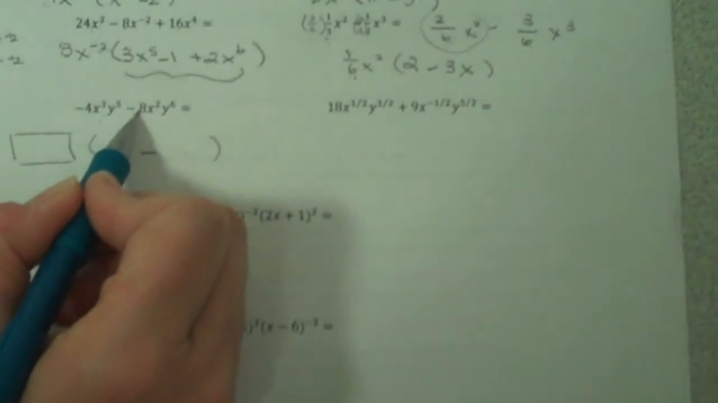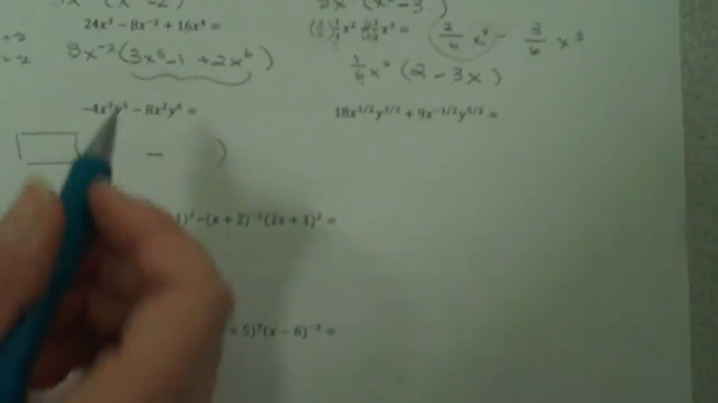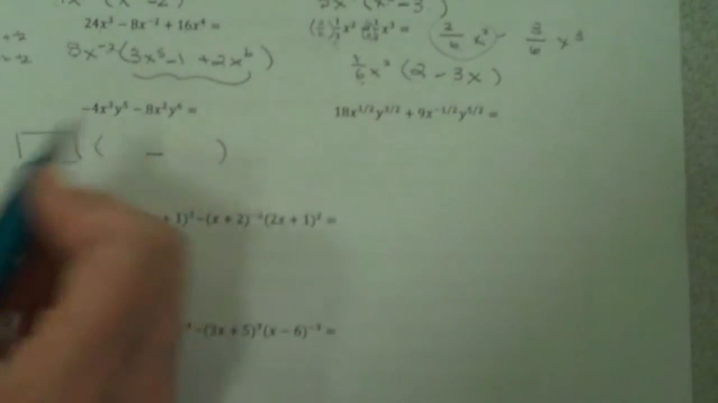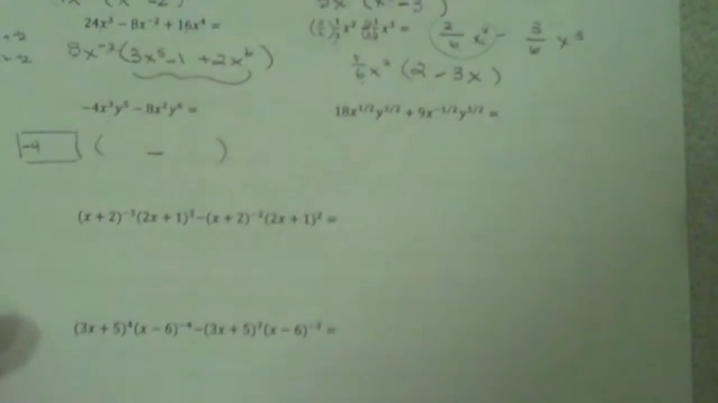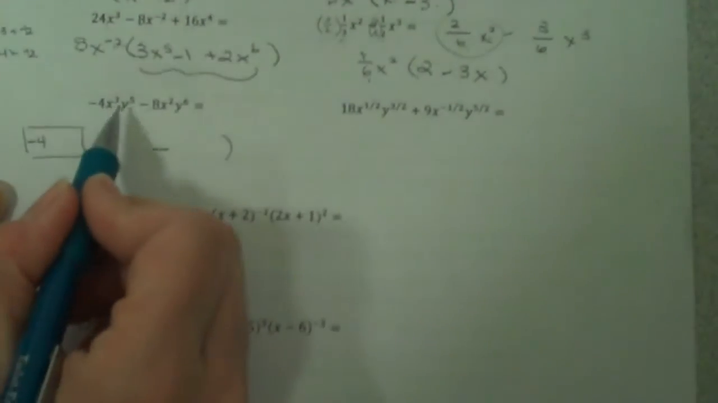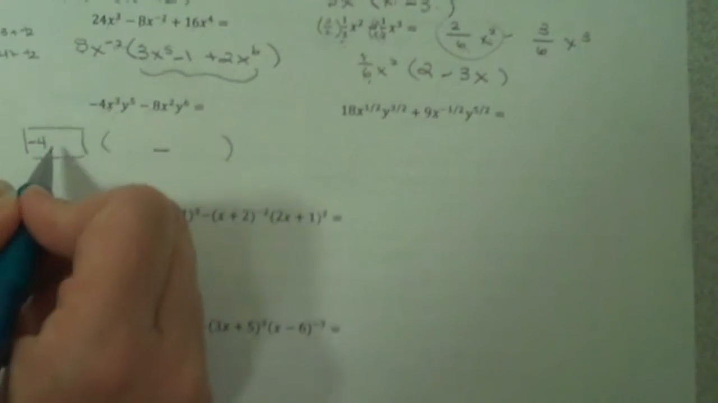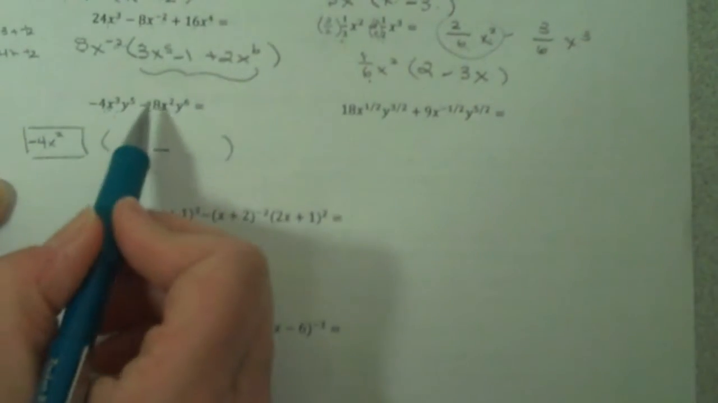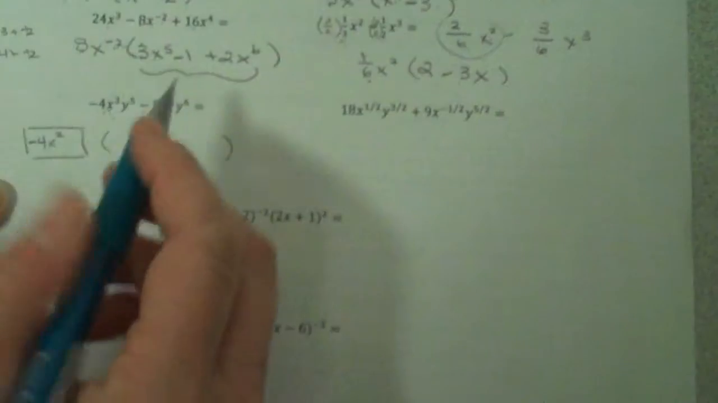4 and 8 we could factor out, and if you notice, they're both negative. So we could actually take out the complexity of the negative as well as that common factor of 4. Then we focus on our x's, and we take the lower degree, which is square, and then we focus on our y's, and we take the lower degree, which is 5.